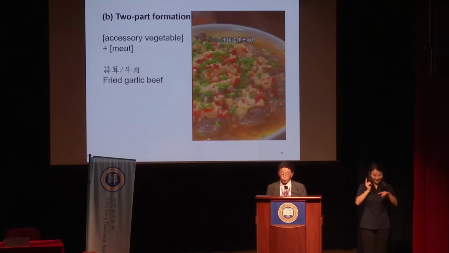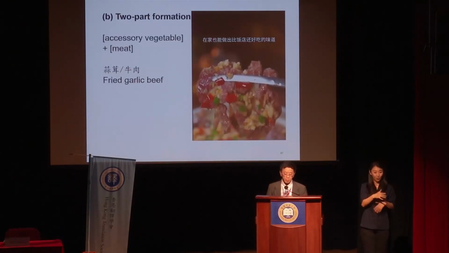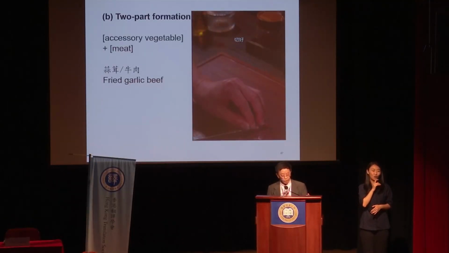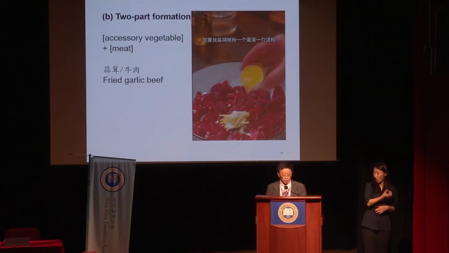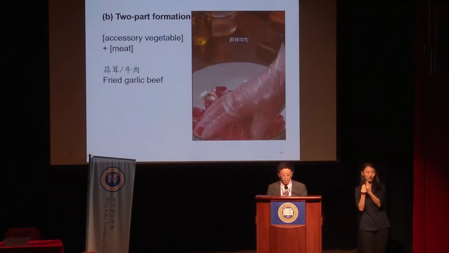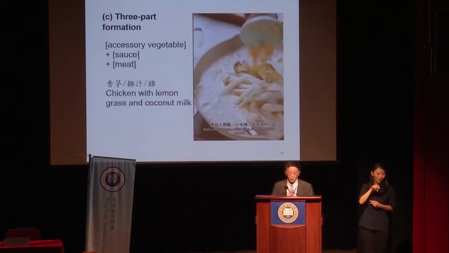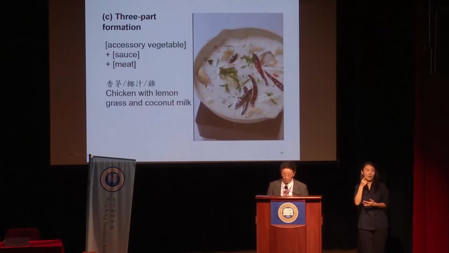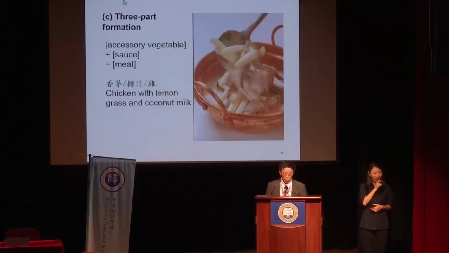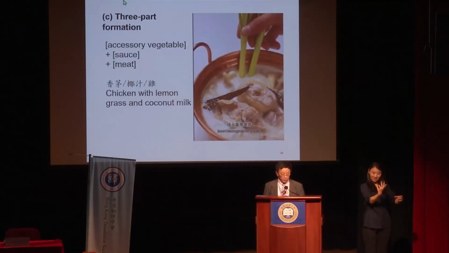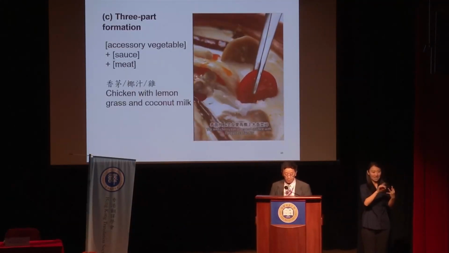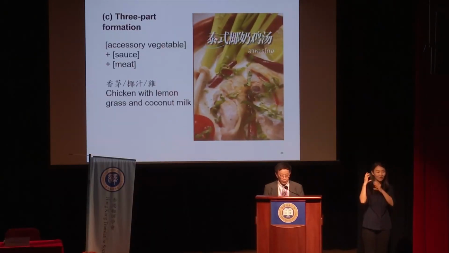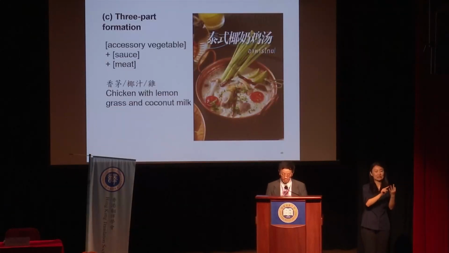And then we have got two-part formations. There are so many of them, but I simply cite one example. It has to do with accessory vegetable plus meat, for instance. 蒜蓉牛肉, fried garlic beef, that would be one example. We also have got what we call three-part formation. That is, the dish has three components. We have got accessory vegetable plus sauce plus meat. The 香茅惹汁鸡, chicken with lemongrass and coconut milk, can be cited as an example.